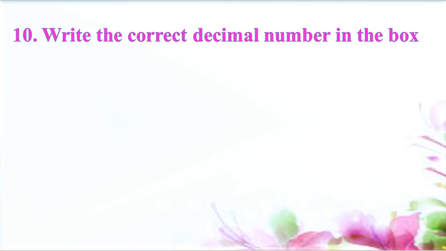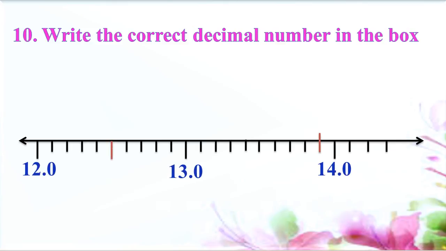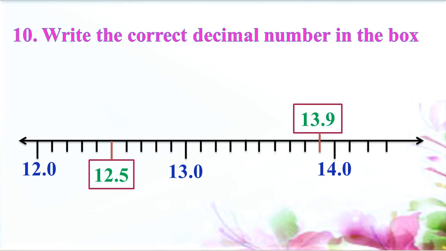Write the correct decimal number in the box. So here, given 12.0, 13.0 and 14.0, we want to find the colored one. So what is that answer? Now we are going to count the equal parts and write. So 12.1, 12.2, 12.3, 12.4, 12.5. Okay, we'll get 12.5. And what about this one? We want to count from 13.0, then we can find the answer. So 13.1, 13.2, 13.3, 13.4, 13.5, 13.6, 13.7, 13.8, and we'll get 13.9. So that is 13.9.